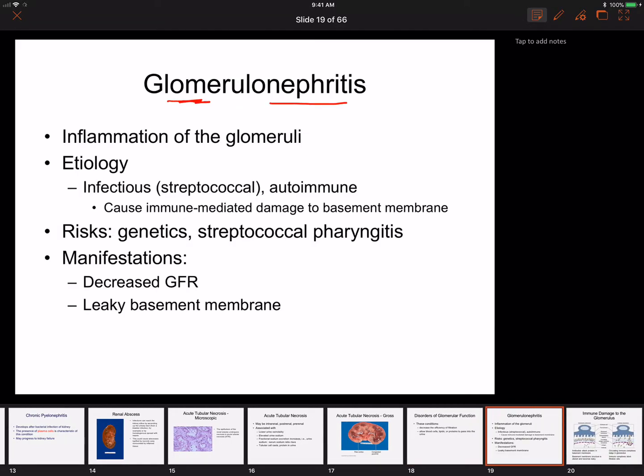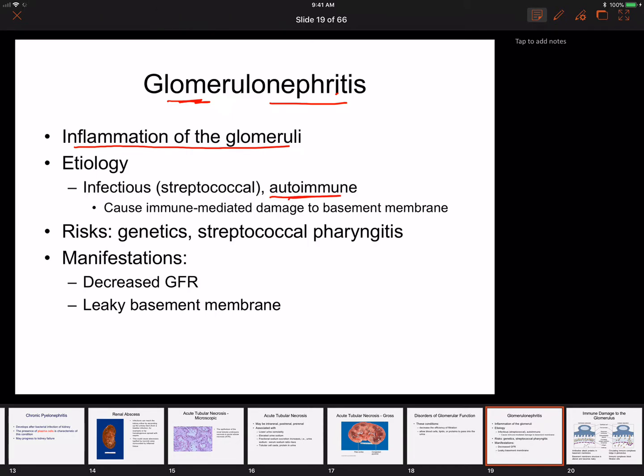glomerulonephritis. So glomerulo, the glomerulus of the kidney, nephro is in reference to the nephron, and itis is inflammation. So this is inflammation of the glomeruli. Why would it happen? Well, classically, it is triggered by either an autoimmune mechanism for the most part, or post-infections.